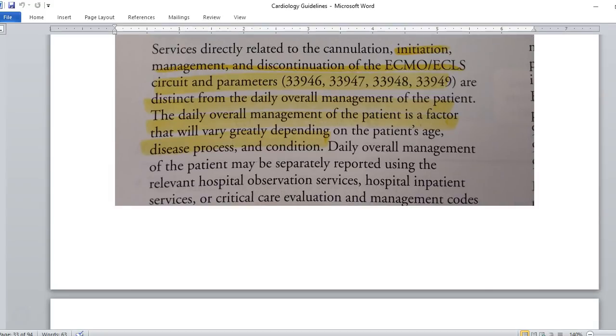Now, there's a couple things we absolutely need to know. The services directly related to cannulation, initiation, management, and discontinuation of the ECMO and ECLS circuit parameters are distinct from daily overall management of the patient. The daily overall management of the patient is a factor that will vary greatly depending on the patient's age, disease, and condition.